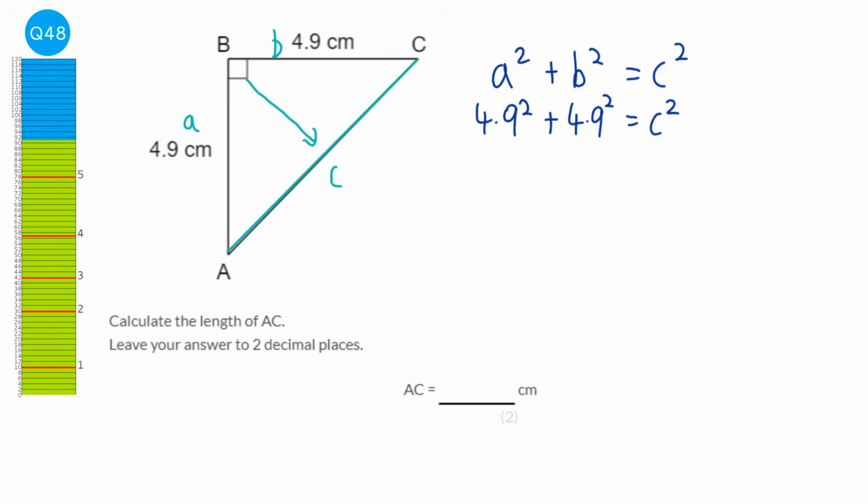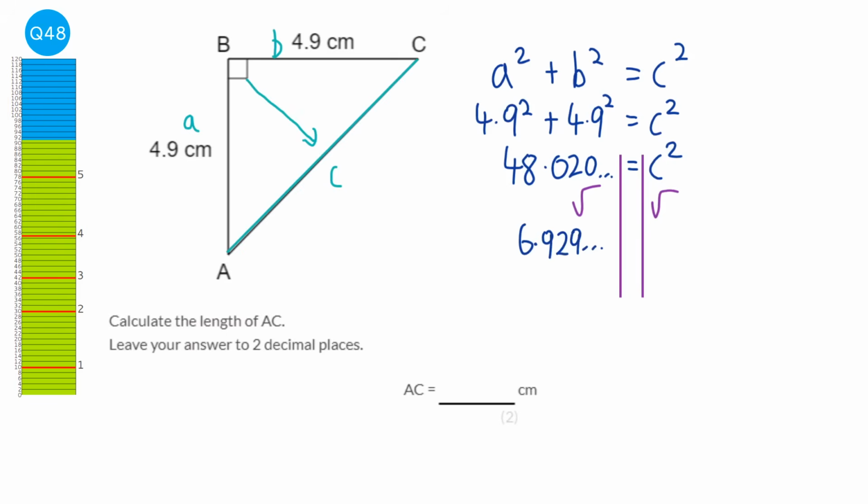So we're going to add the 4.9 squareds together, and that will give us 48.020 and so on. And here we're going to do a bit of solving. So we're going to square root both sides to find out what C is. So the square root of 48.020 and so on is 6.929 and so on. Rounded to two decimal places, this will be 6.93.